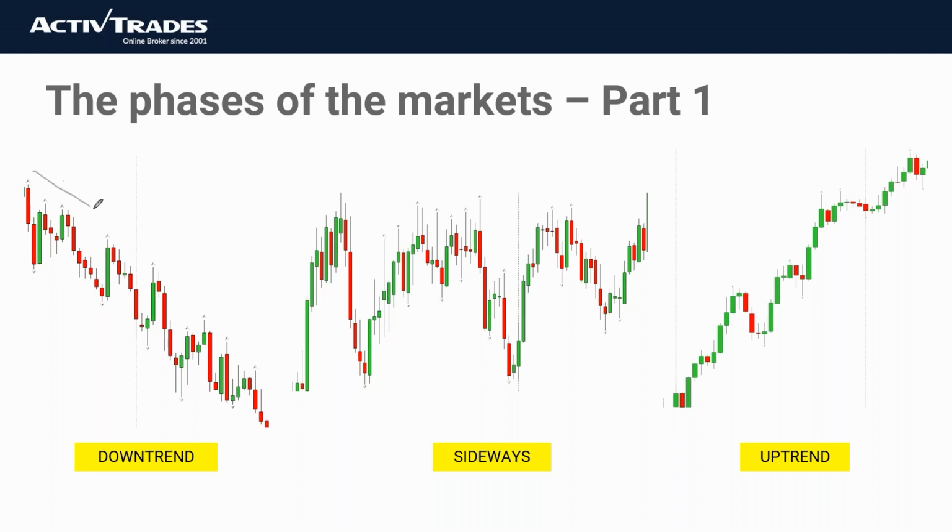Namely, one of the phases is a downtrend, one of the phases is an uptrend, and one of the others is a range-bound sideways market. In many ways, they are probably the easiest to identify for new traders, and that's why a lot of traders will spend their time focusing upon them.